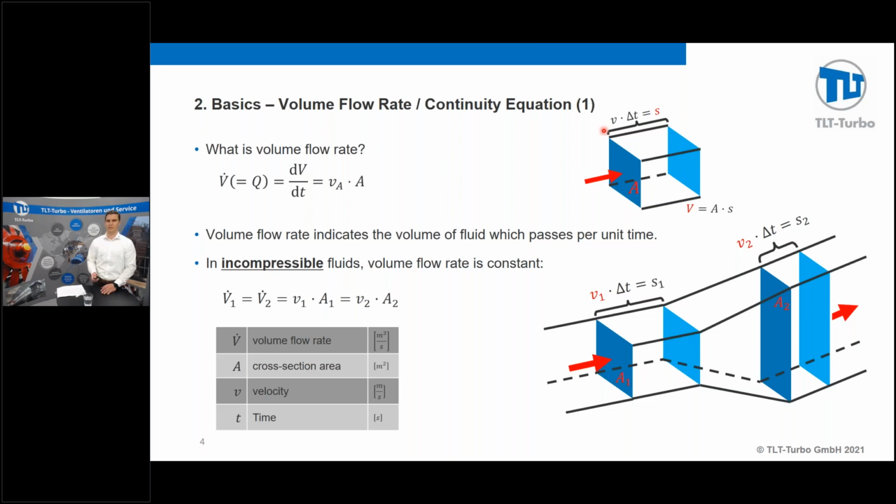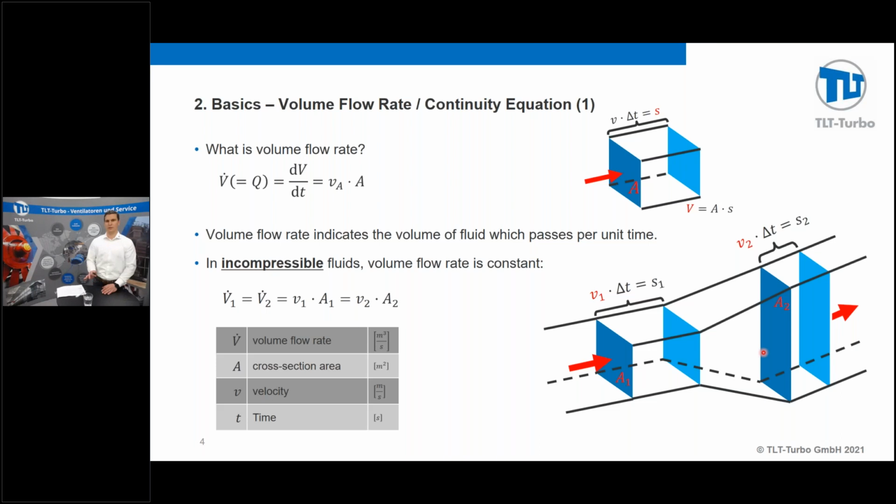So in this case, if you look at the bottom on the right-hand side, we have a kind of duct system, and the cross-section changes from A1 to A2. Basically, the volume flow rate in point 1 is the same as in point 2, but since the cross-section changes, the velocity will change accordingly. So for bigger cross-section, the velocity decreases.